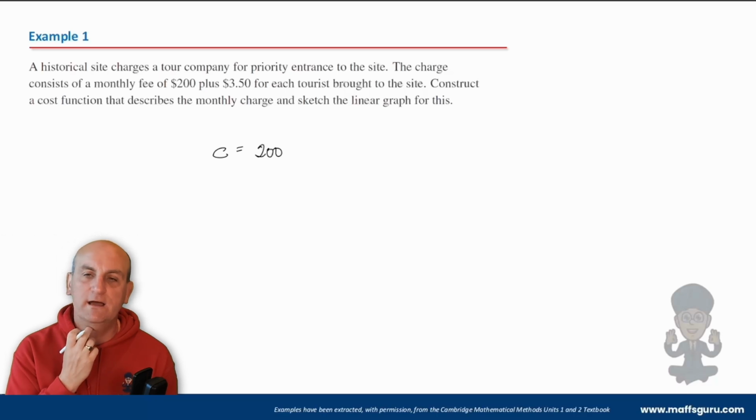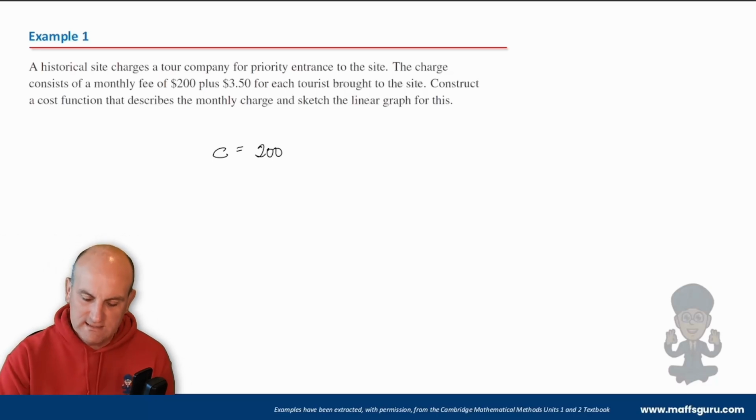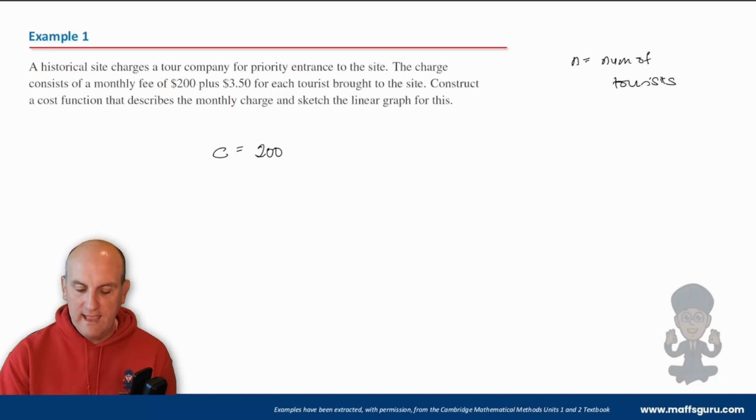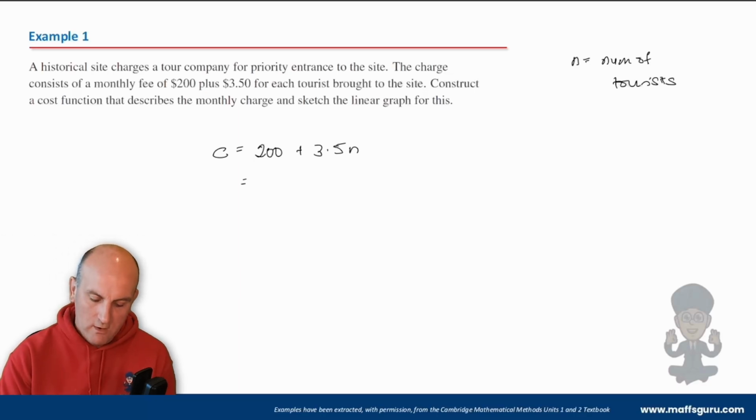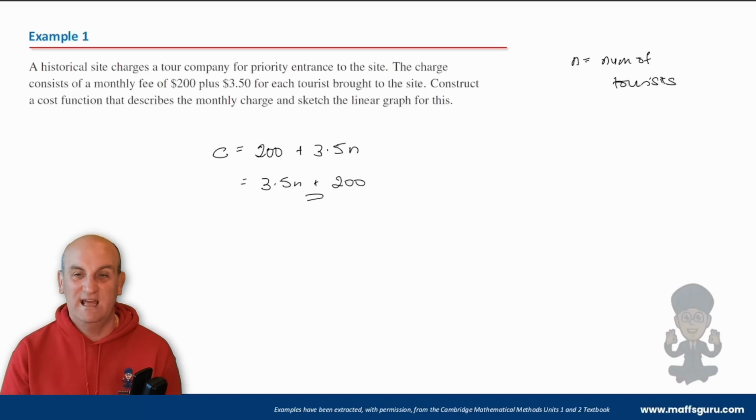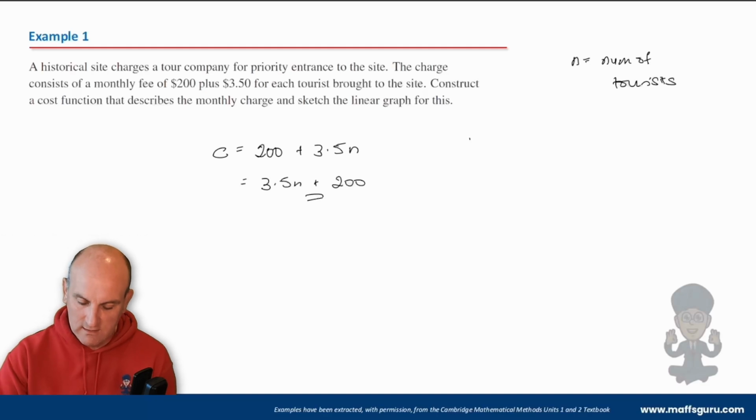Then it's going to cost $3.50 for every tourist brought to the site. Well, if we say let n equal the number of tourists, then we take that number of tourists and times it by 3.5. Now again, whether we write the formula that way around or this way around, 3.5n plus 200 is irrelevant. The point of it is that is my cost function. Relatively simple, yes? Now, it says sketch the linear graph for this.